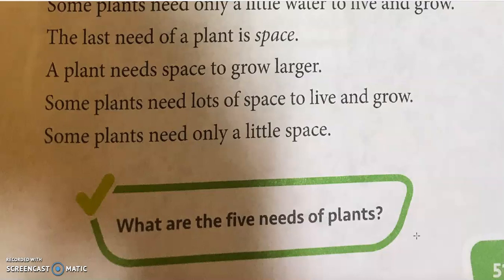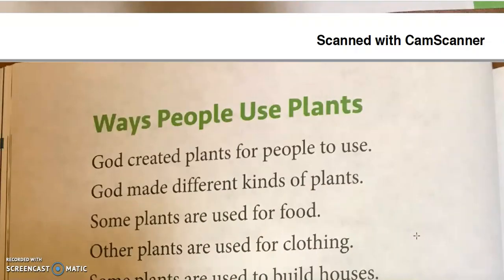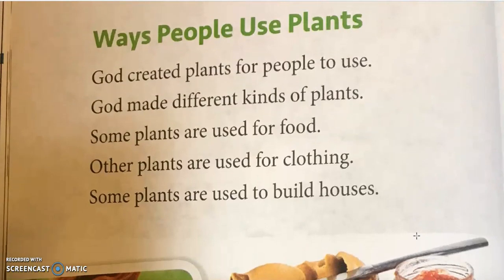Okay, now we are going to move on to the last page of today's lesson. So there are ways people use plants. Okay, finger down on God. God created plants for people to use. God made different kinds of plants. Some plants are used for food. Other plants are used for clothing. Some plants are used to build houses.